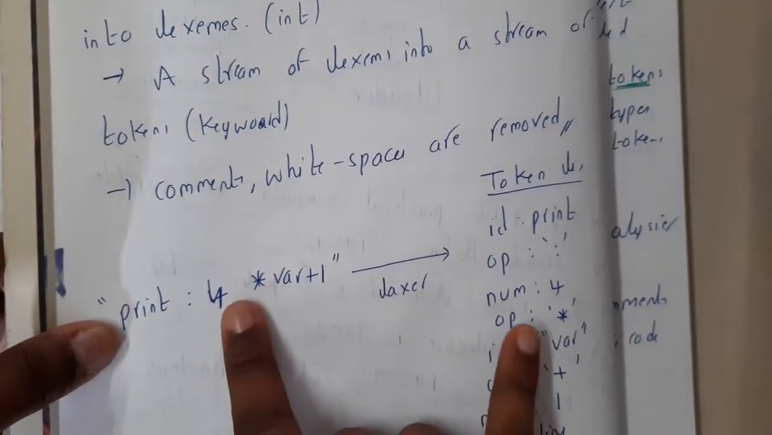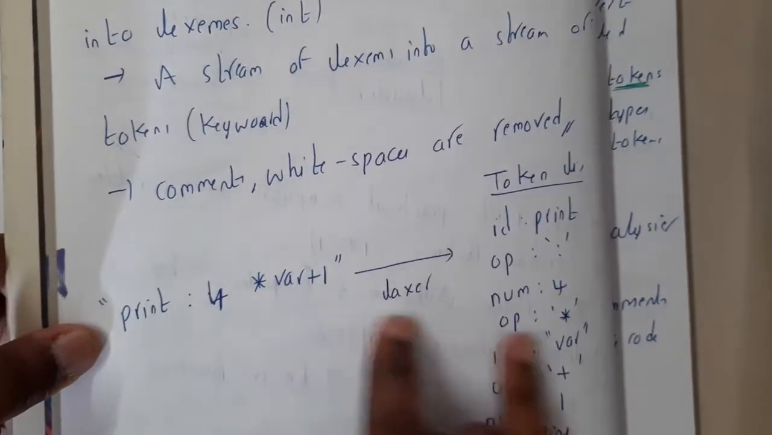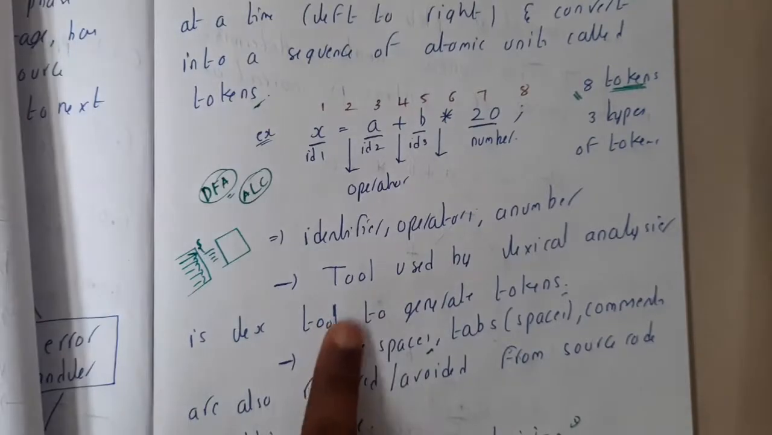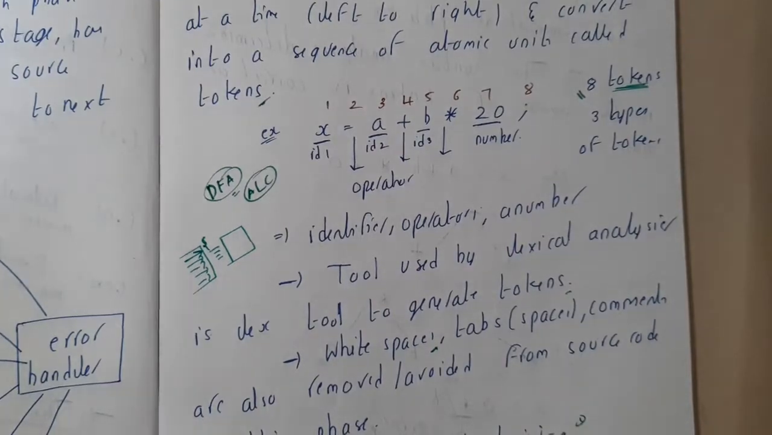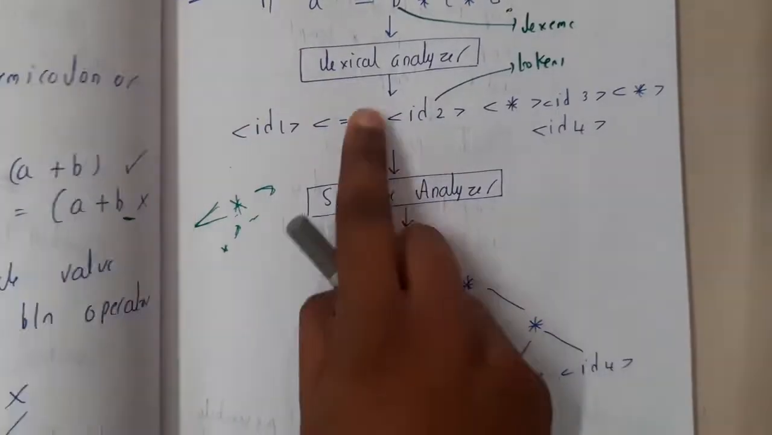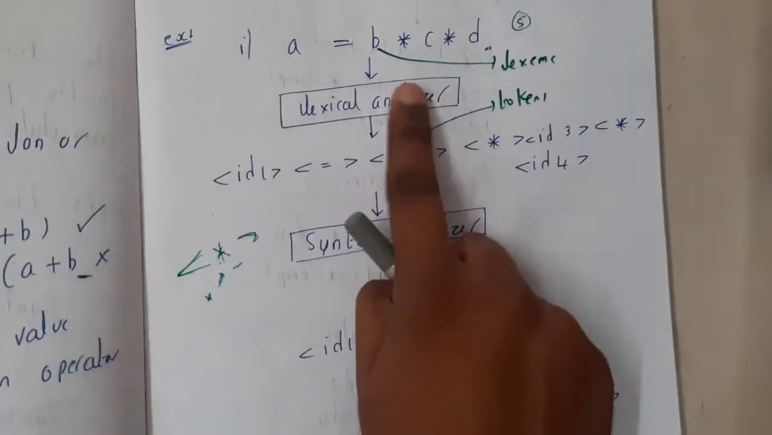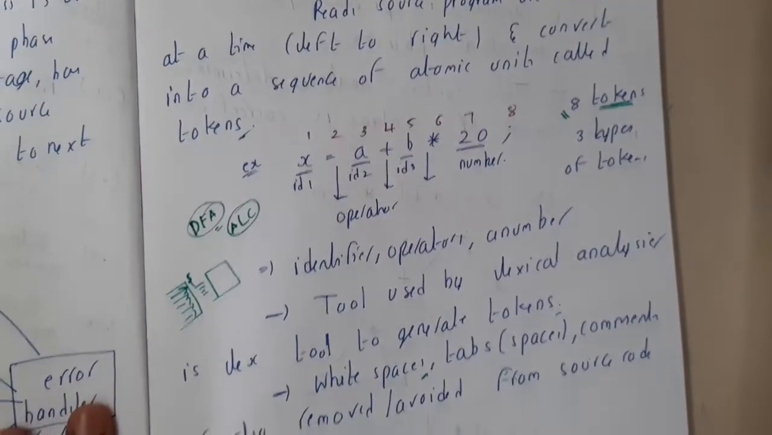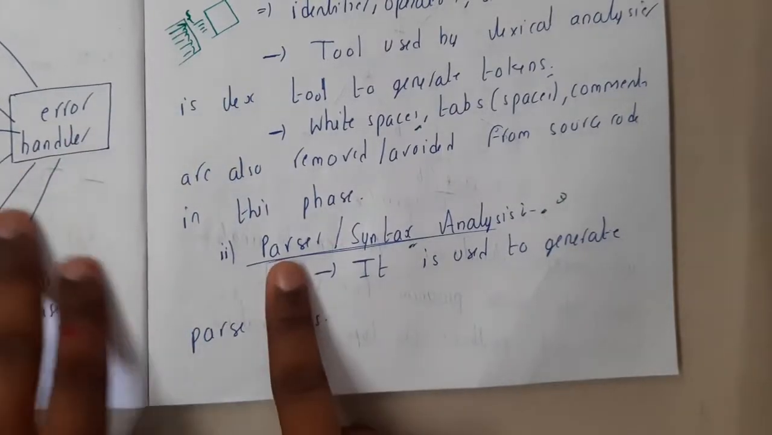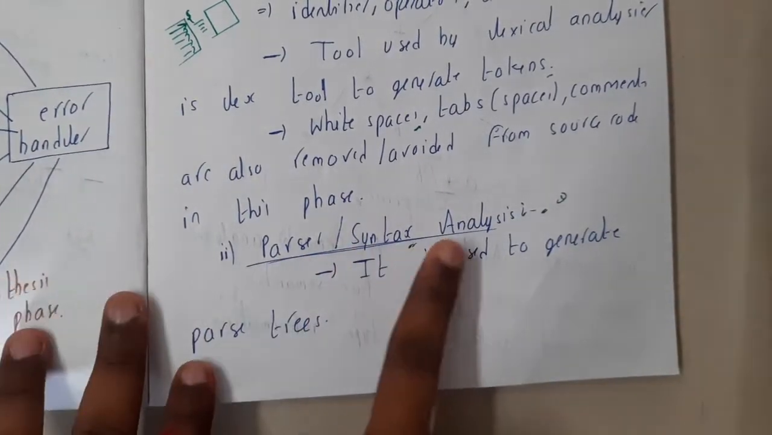So who is going to convert this statement into tokens? The lexer, or lexer tool, to be clear. I hope everyone got a clear idea of this lexical analyzer. I gave you a real-time example also. This statement we have converted using the lexical analyzer and formed these tokens. Now the next stage is the parser, or syntax analyzer.